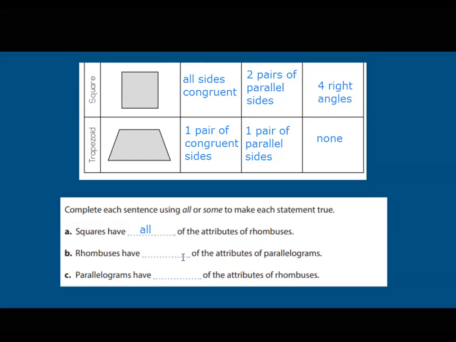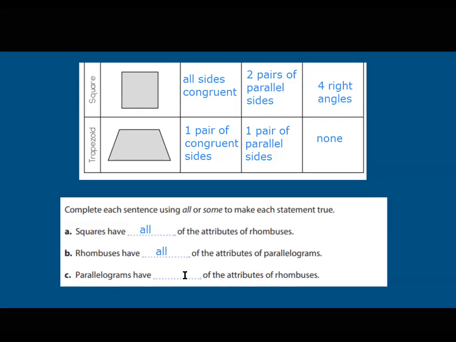B, rhombuses have blank of the attributes of parallelograms. Well, we know that parallelograms have 4 sides. They have 2 pairs of congruent sides. They have 2 pairs of parallel sides. So yes, rhombuses have all of the attributes of parallelograms.